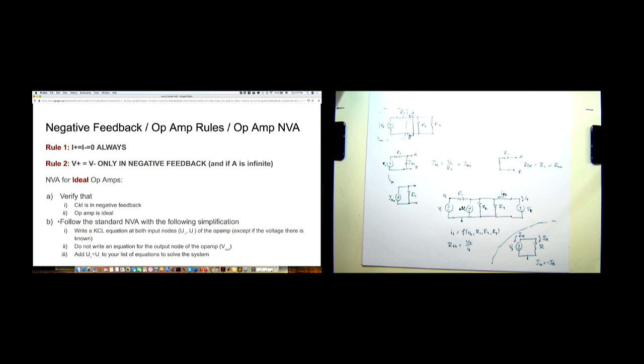So you can determine all of the voltages in the circuit apart from the output voltage. And if you have all the other voltages and all the other currents, you can use Ohm's law and figure out what Vout is when you have hooked up your op-amp in negative feedback.